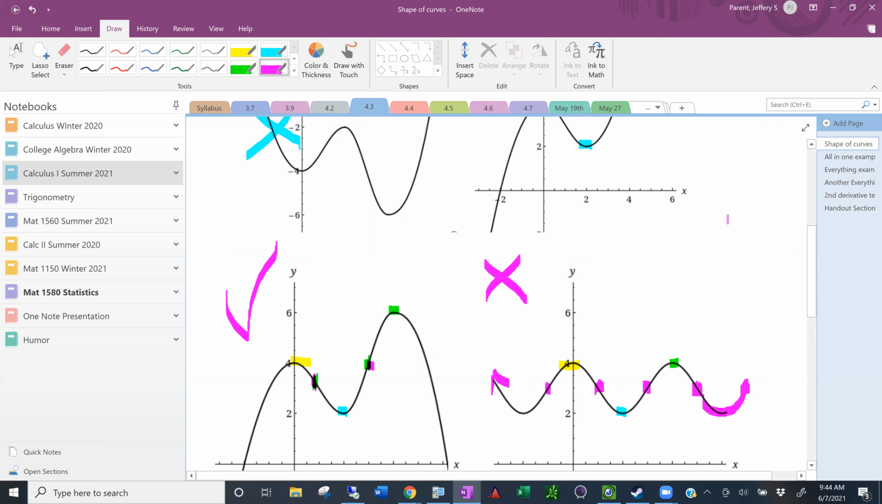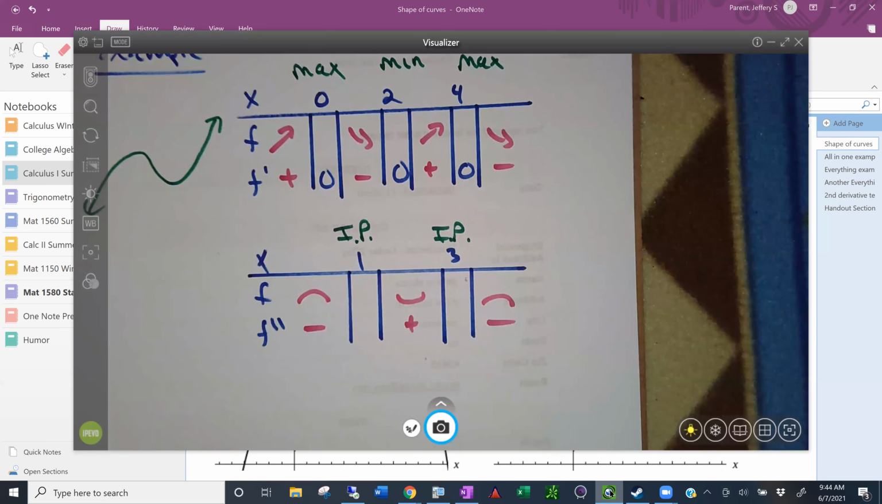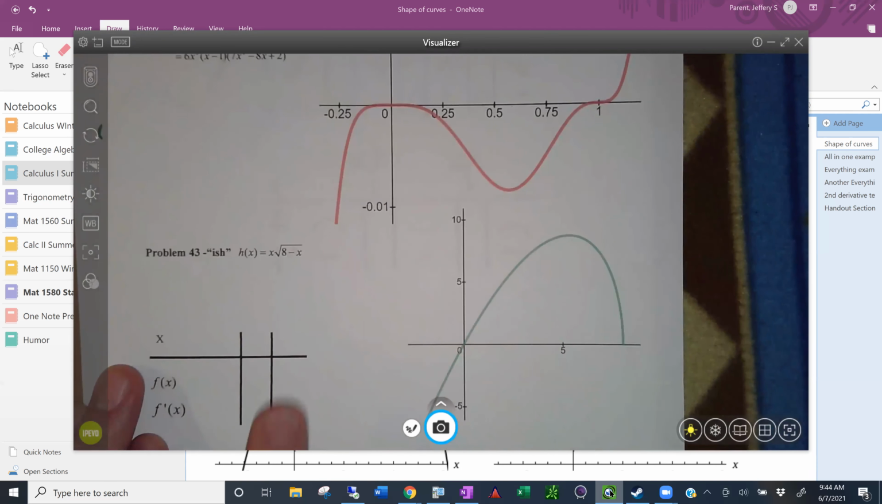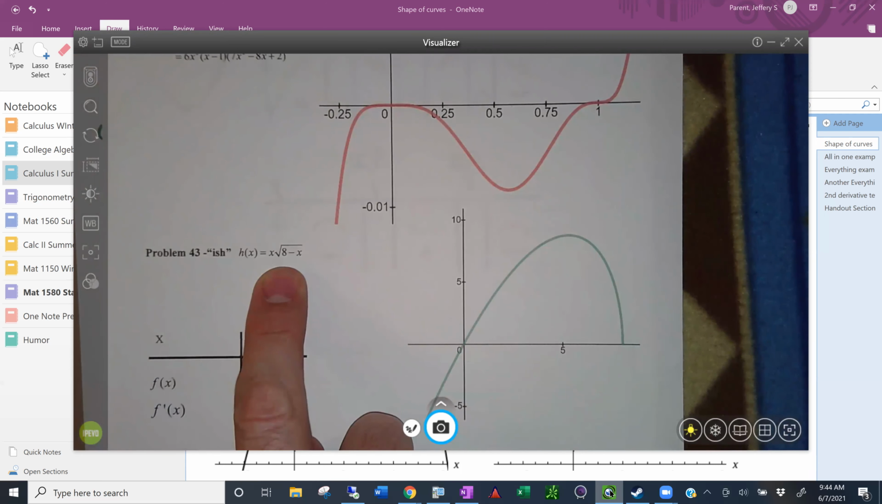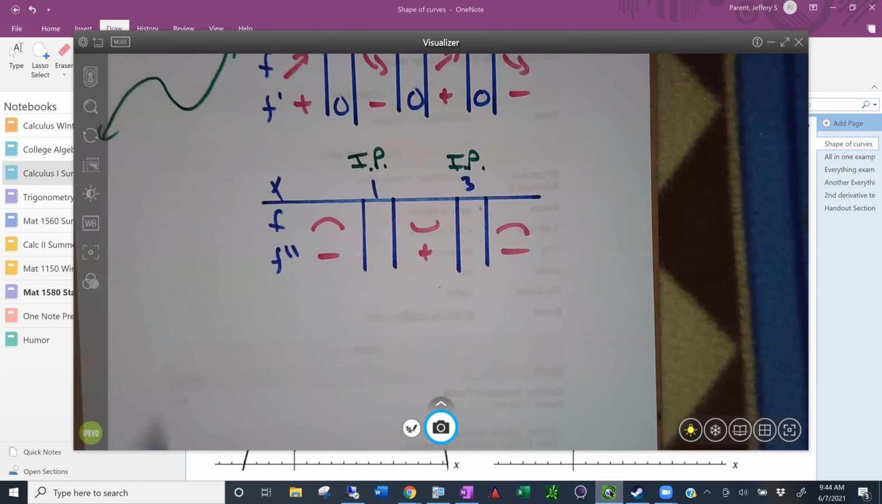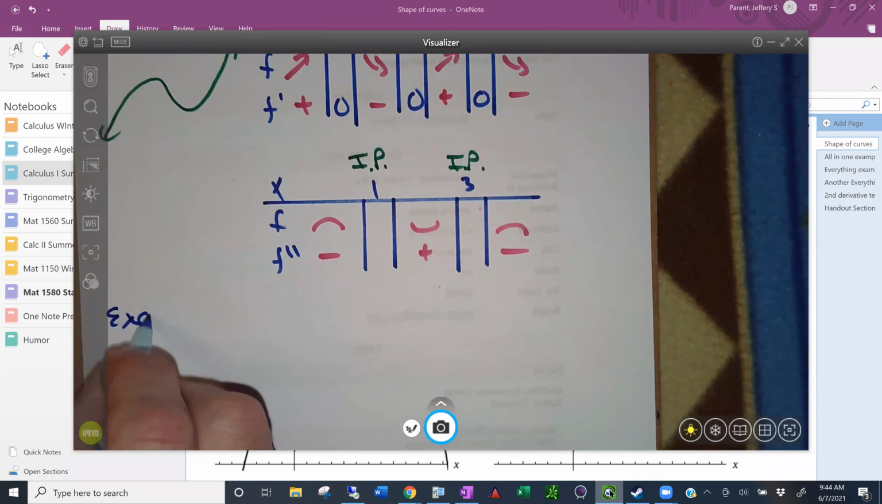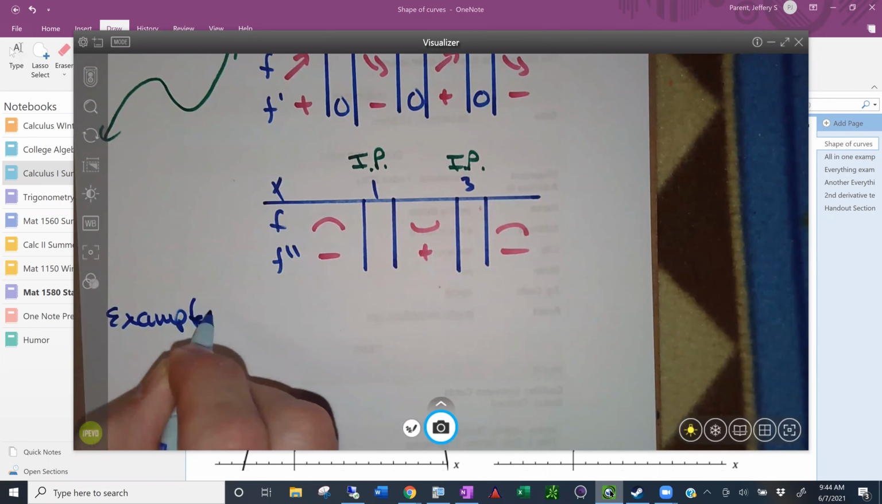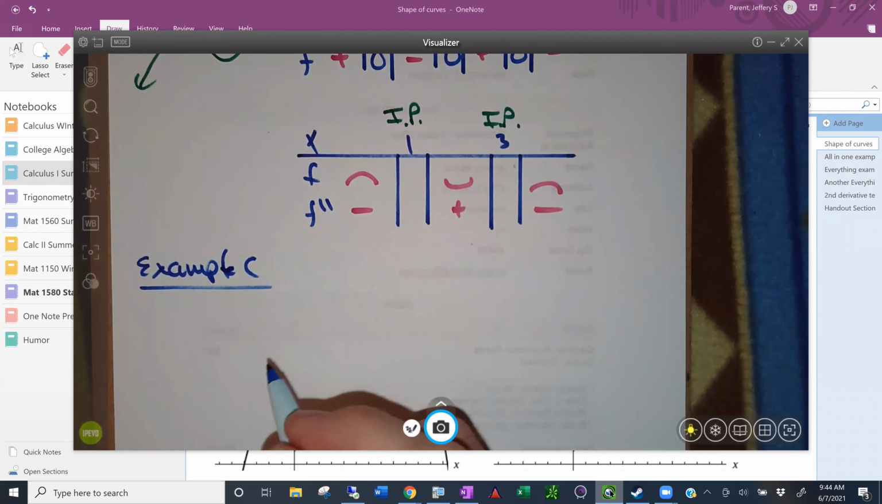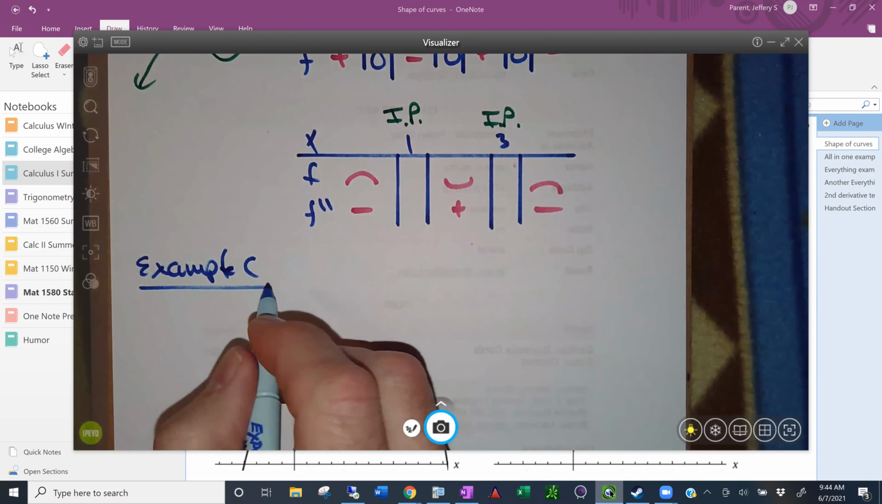There's another example that I want to do that has some fancy factoring. And it's what I call problem 43-ish on your handout. So this one, h of x is x times the square root of 8 minus x. So let's look at that one. Example C. All right. And we're only going to look at the first derivative this time. Second derivative is always going to be less than 0, so we'll be okay there, I think.